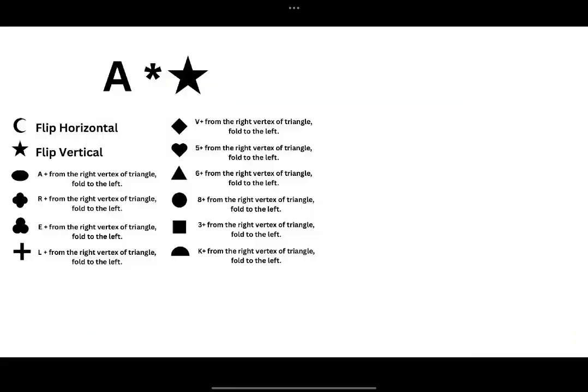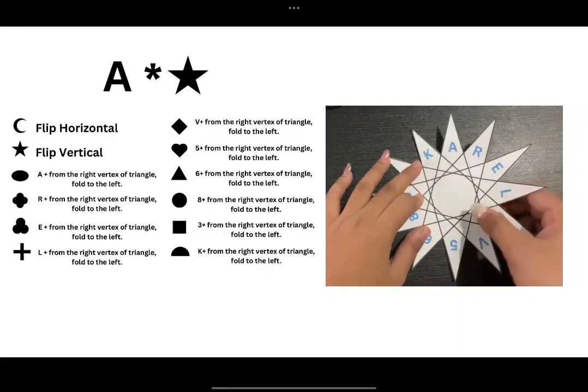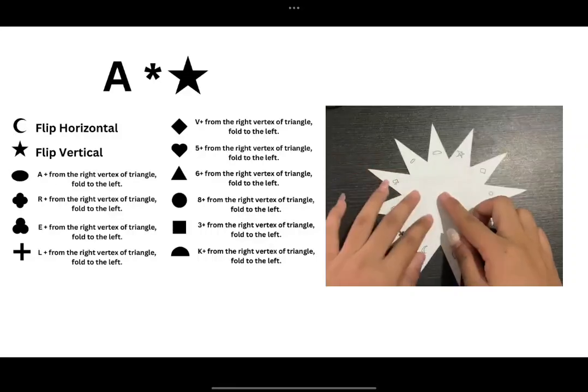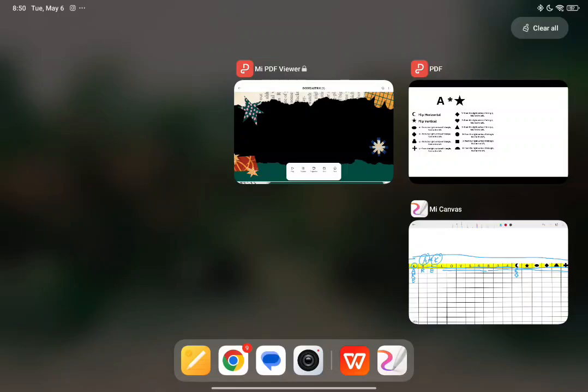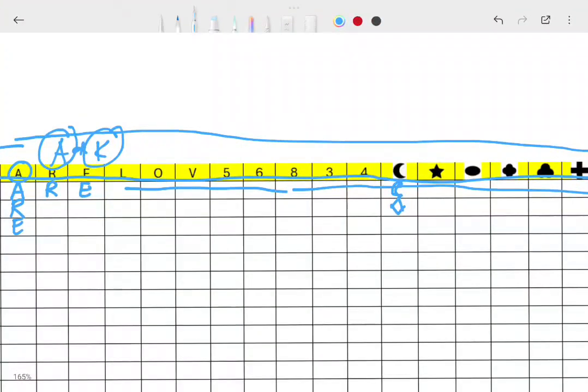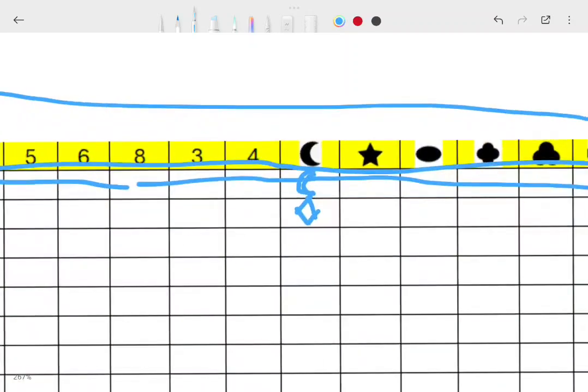So next we do the A star star. Here we need to flip vertical. So let's watch how to do it. Okay, so the resulting element after we flip it vertical is the semicircle. So A star star is semicircle. Let's put it there.